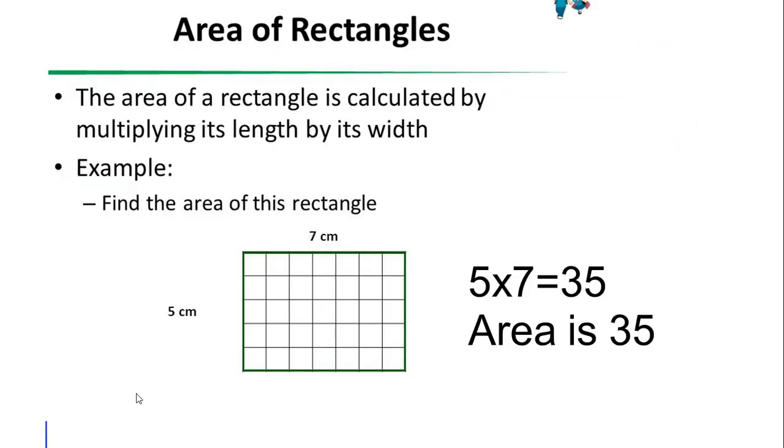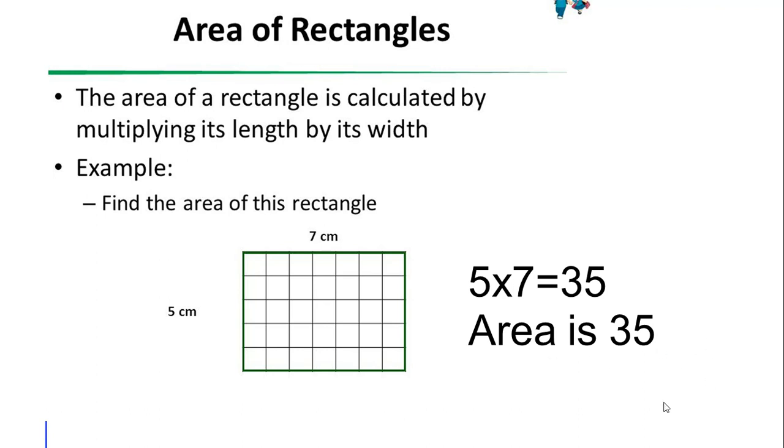Now let's look at this rectangle right here as an example. Let's find the area of this rectangle that has a width of 5 centimeters and a length of 7 centimeters. When you multiply 5 times 7, it equals 35. So the area of this rectangle is 35. But 35 what? Centimeters? No, no, no. Let's remember that the area is measured in square centimeters.